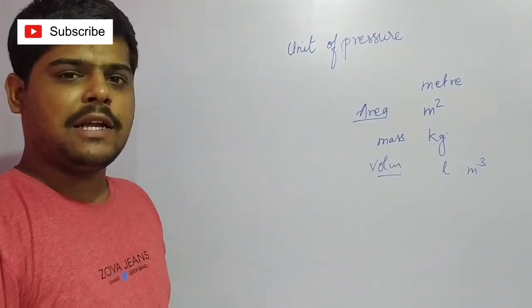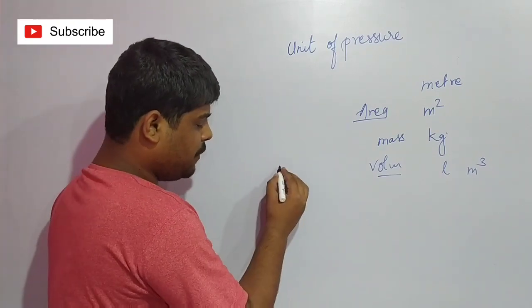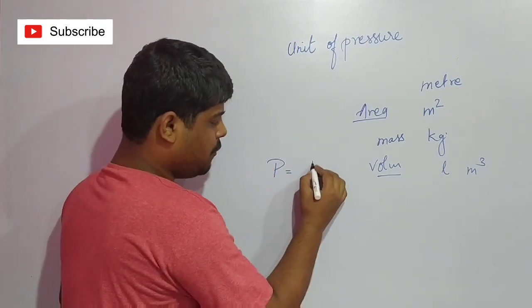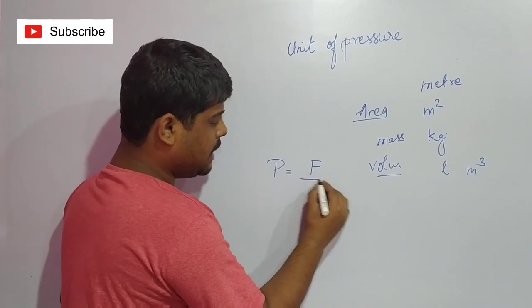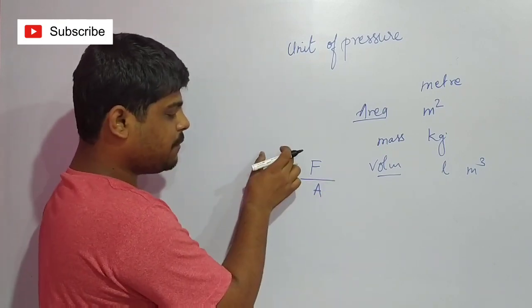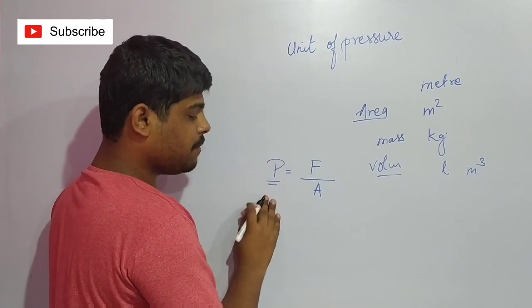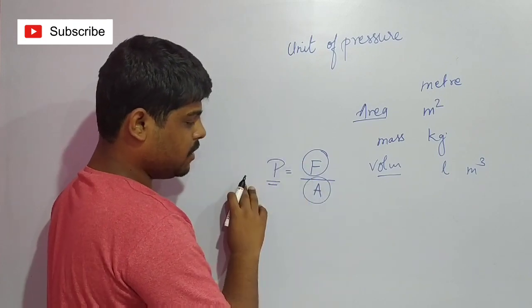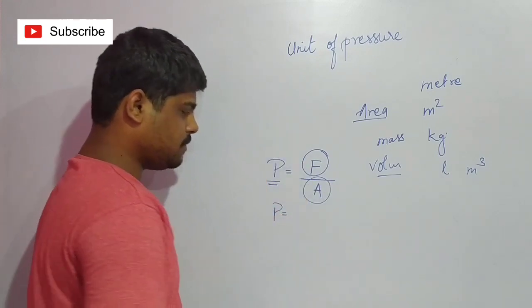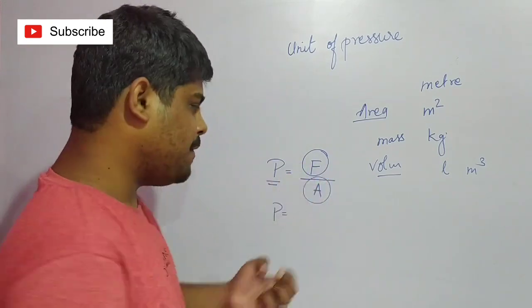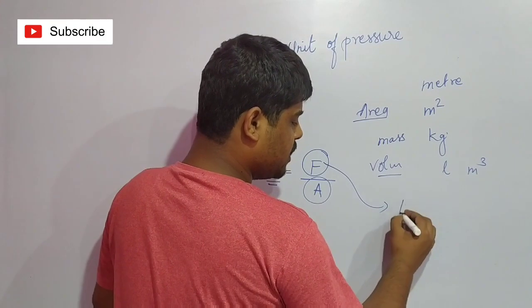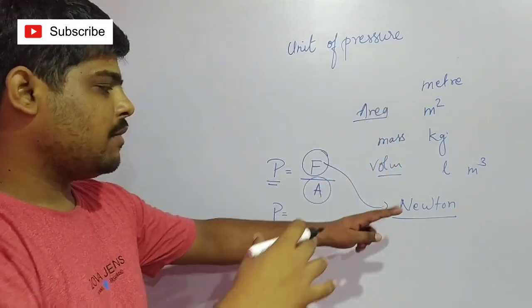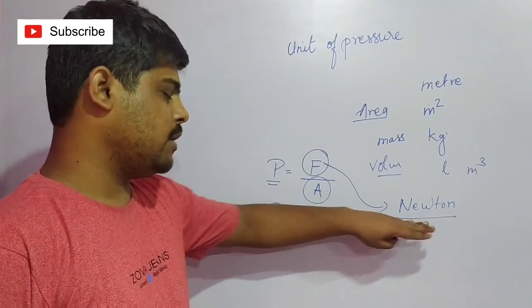Now we will derive the unit of pressure. The formula for pressure: pressure is denoted by capital P, force is denoted by capital F, and area is denoted by capital A. So the unit for pressure is, now what is the unit for force? The unit of force is Newton. The scientist Newton discovered the force, so the unit of force is Newton.